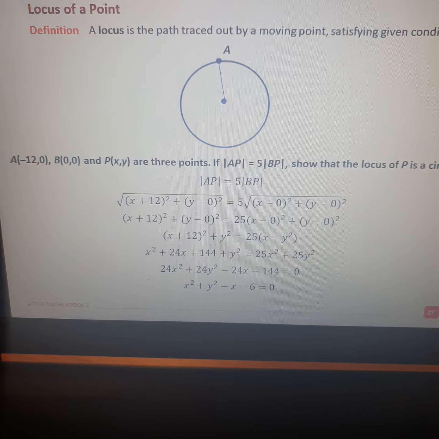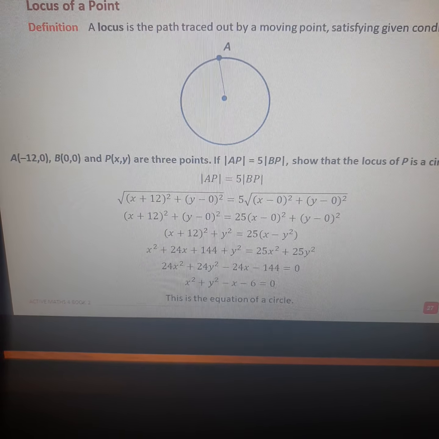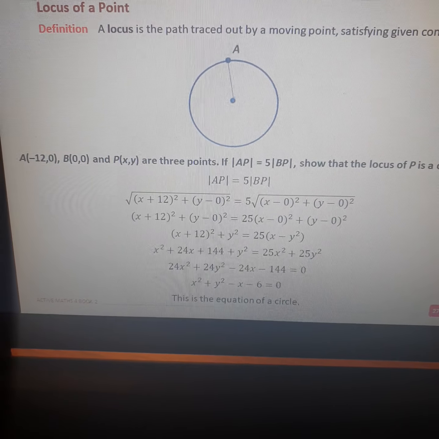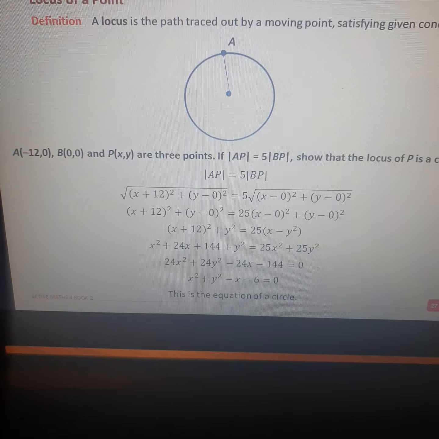Okay, and that is the lesson then on intersecting circles. So I will give you some questions on those to try.